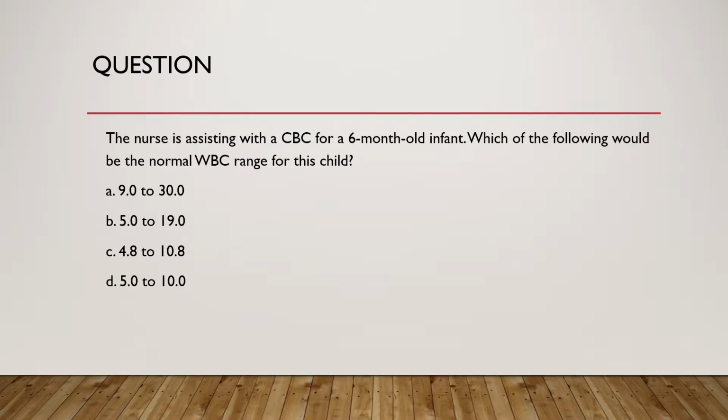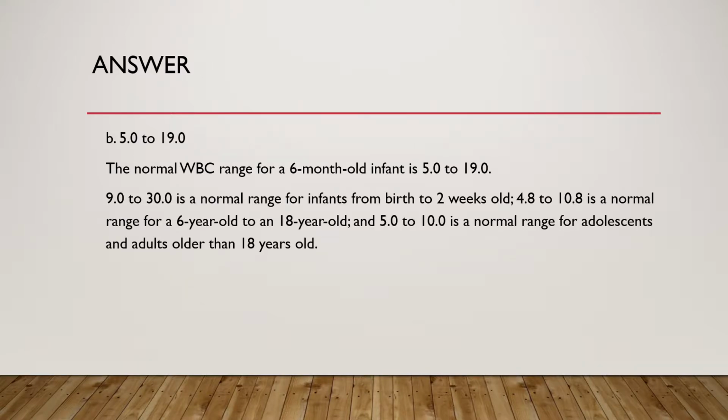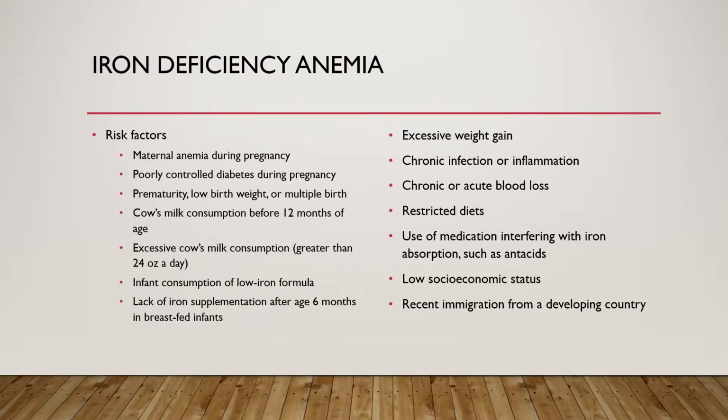So here's this question that helps you realize the huge differences between children and adults. The nurse is assisting with a CBC for a 6-month-old infant. What's the normal range? Well, you're going to want to say maybe C, maybe D, but it's actually B. Normal range goes up to 19,000. So realize that for young children, if it's a baby and a white count of 15,000, that doesn't automatically mean infection.